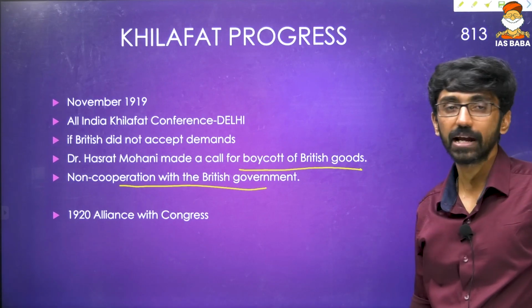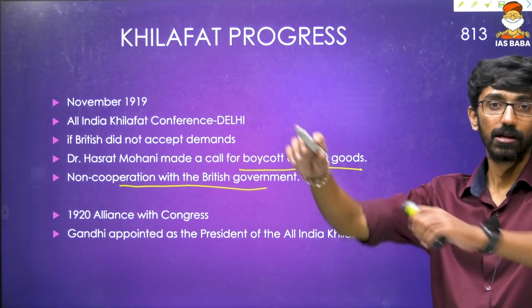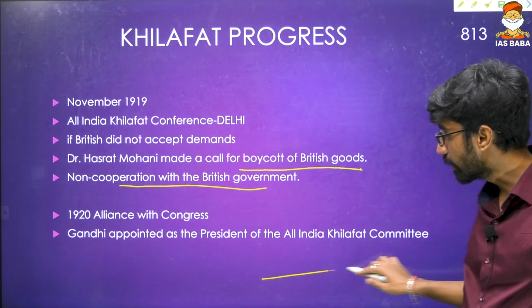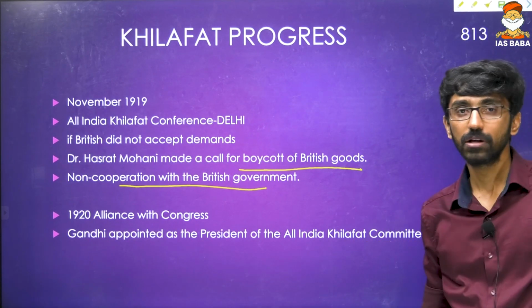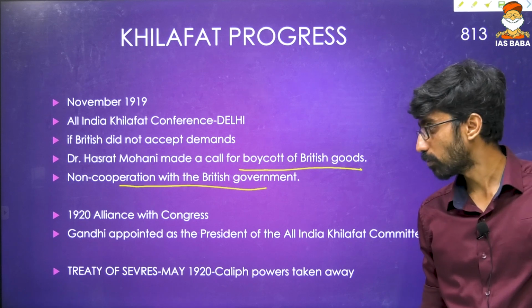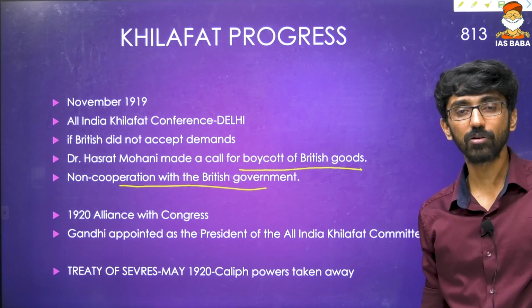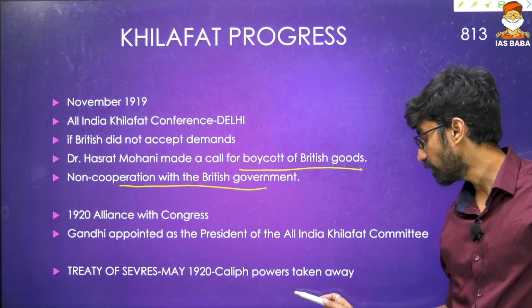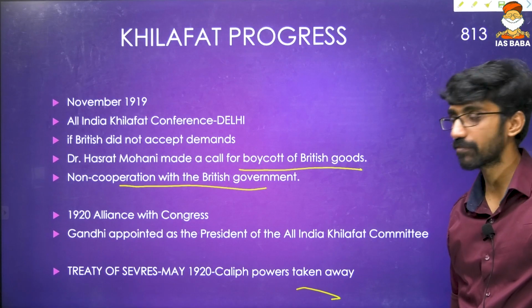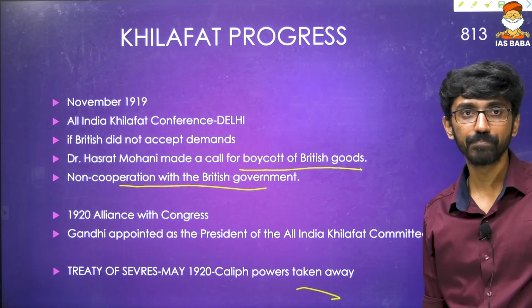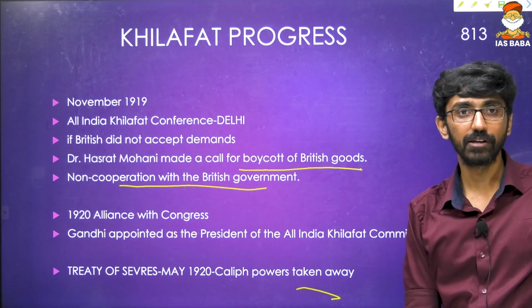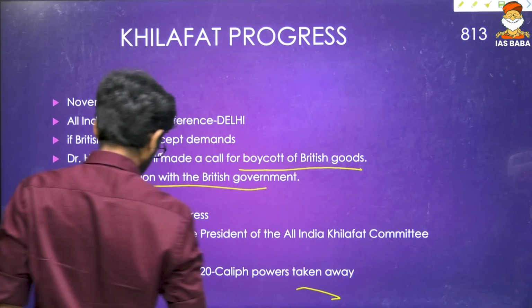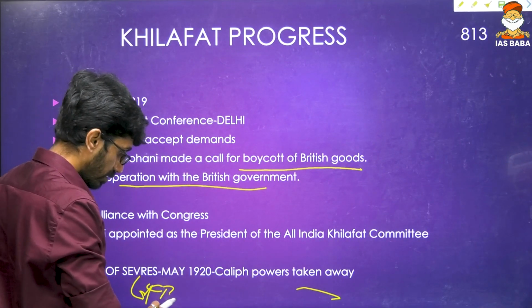In 1920, they had an alliance with the Indian National Congress, and Gandhiji was appointed as the president of the All India Khilafat Committee. So now the presidentship was given to Gandhiji. But what happened? After negotiation, the Britishers took over the spiritual powers of the Khalifa in the Treaty of Sevres in May 1920. So we are talking about the period from November 1919 to May 1920. The Treaty of Sevres; Sevres is a city in France.